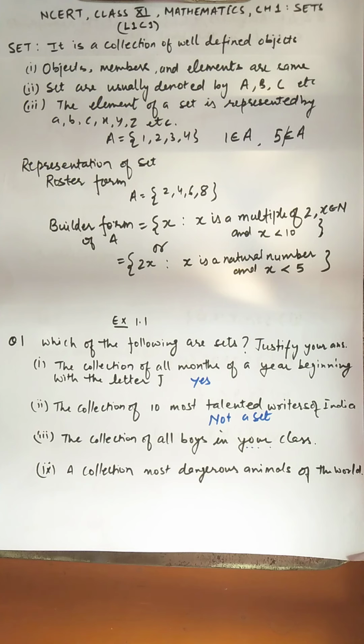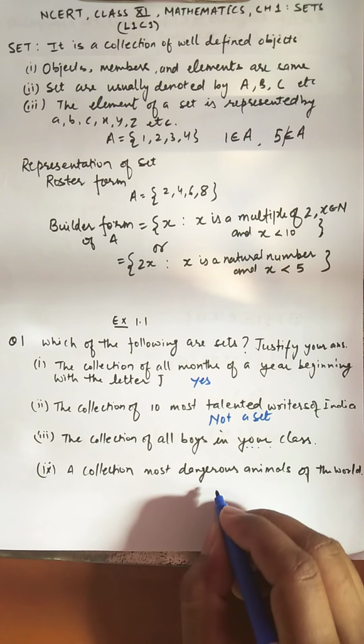The collection of most dangerous animals of the world, or a collection of more dangerous animals of the world. You can say most, or you can specify some numbers, or you can say simply most dangerous animals of the world. If I go and ask student A, then according to him the list of most dangerous animals can be different, and according to student B, who is somewhere else, or maybe at the same place, his list of most dangerous animals can be different. So this again cannot be a set.